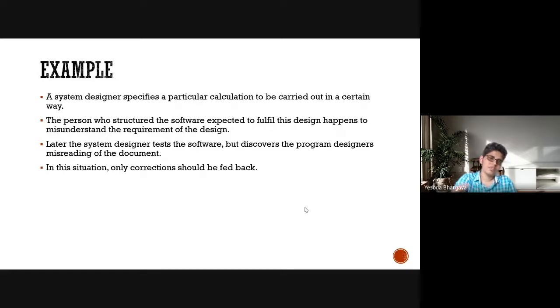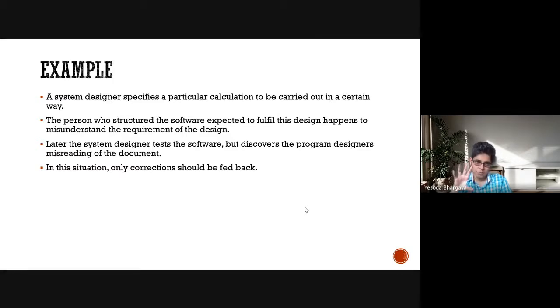One of the examples could be that, for example, a system designer specifies a particular calculation to be carried out in a certain way. So the system designer has given the template of how a particular calculation should be carried out. Maybe he or she has written it in a document form. But the person who structured the software and who was expected to fulfill this design, he or she has misunderstood the requirements of the design specified by the system designer.